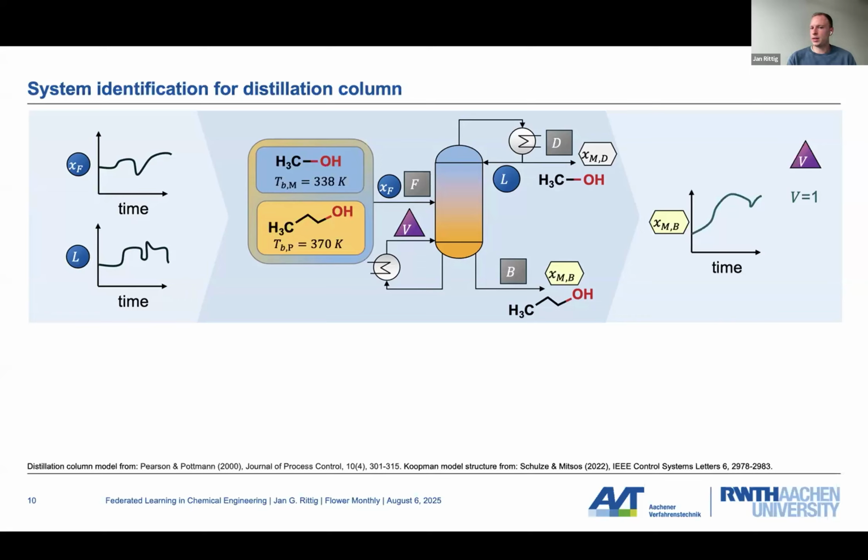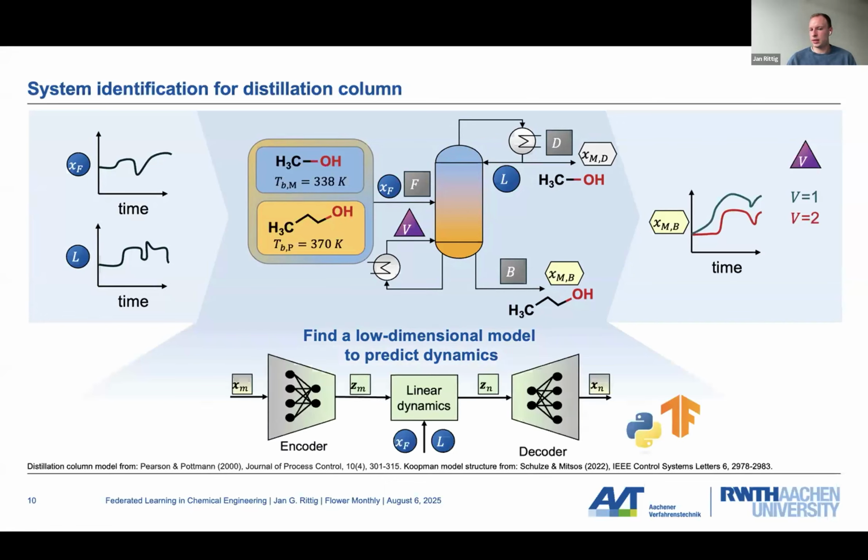And then we have different parameters that we can change in these distillation columns. One of them is the vapor flow rate, indicated here with V. So if we have different vapor flow rates, the system behavior of our distillation column will also change. And it's challenging to model the system behavior. So what has been proposed by a colleague, also from Aachen, is to identify low-dimensional models to predict these dynamics, specifically by using an autoencoder structure in combination with Koopman theory. I will not go into the details. We just need to know that there's a machine learning model which tries to model this system behavior.